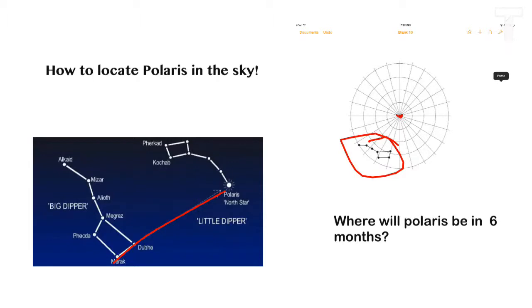So I'd like to show you how to find Polaris in the night sky. Here's a quick little image for you to look at. Take the end pan handle, or the pan of the Big Dipper. You'll look up to find Polaris at the end of the handle of the Little Dipper.